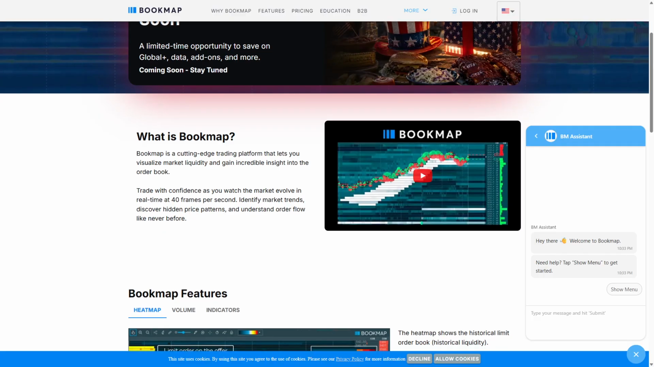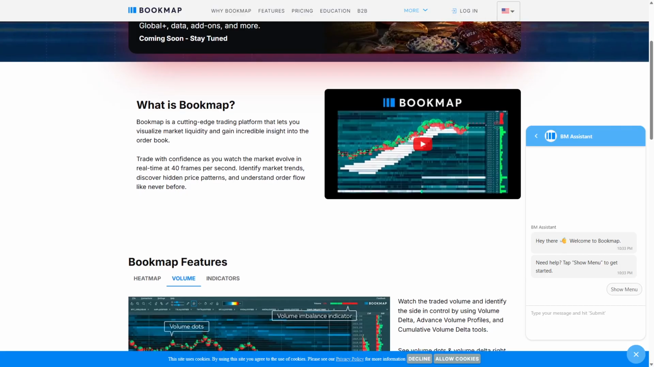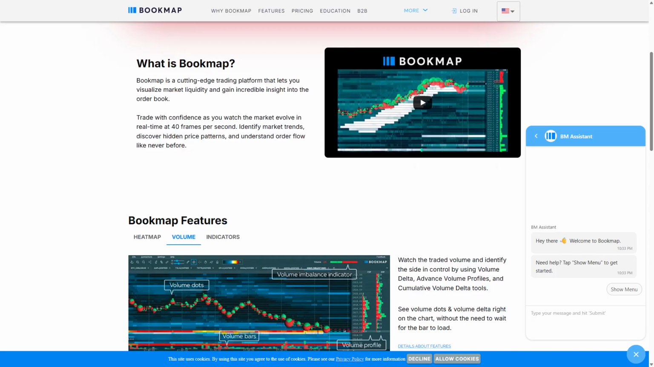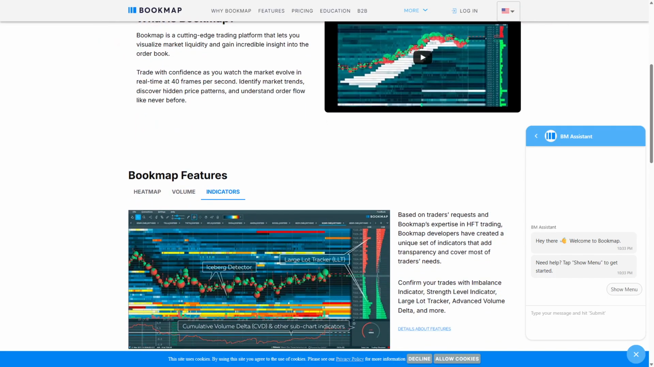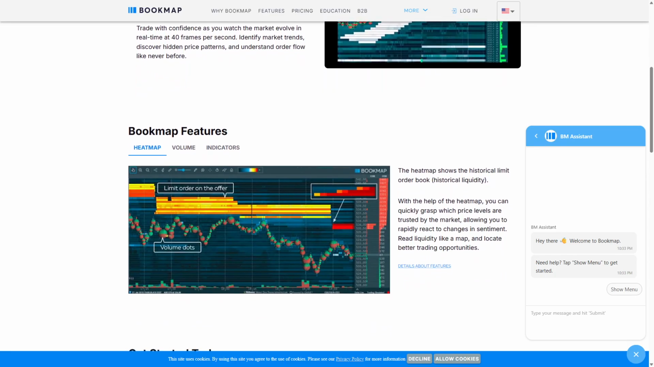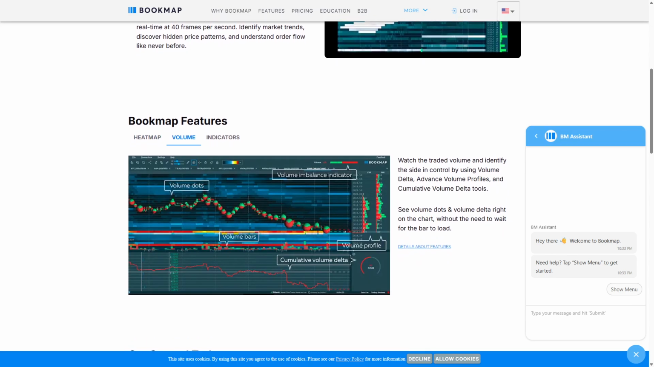This visual depth chart allows traders to anticipate price moves by identifying support and resistance zones created by hidden liquidity. Bookmap also features volume dots representing executed trades, helping users track market flow precisely. Its strengths include intuitive heat map visuals, fast data updates, and extensive broker integrations.